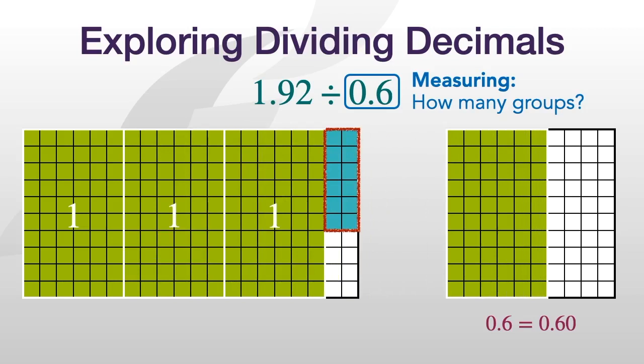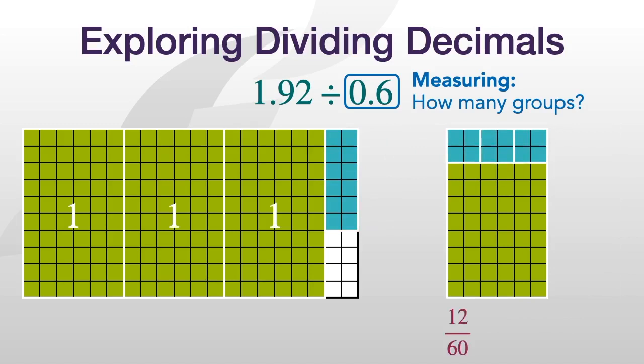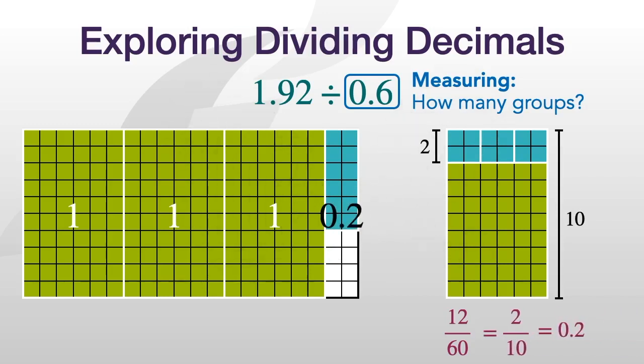So instead, we need to see what fraction of 6/10 this remainder is. We can see that it covers 12 of the 60 parts, but to express this as a decimal, we need to have an equivalent fraction in tenths or hundredths. Visually, we can see that it covers 2/10, which we can represent as 0.2. So altogether, it goes in 3 2/10 times, and this is our answer to the division question.